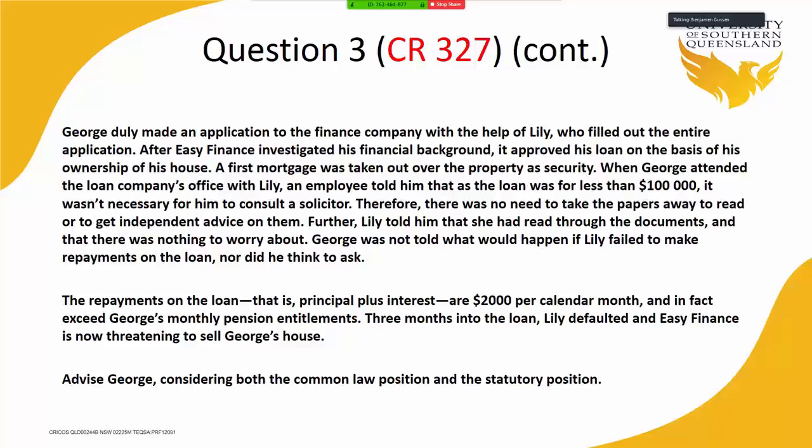When George attended the loan company's office with Lily, unlike in Amadio, the bank did not go to their home. They asked them to come to their office. Does that make any difference? It wasn't necessary for him to consult a solicitor. Who said that? An employee told him that as the loan was for less than $100,000, you don't need to consult a solicitor. This is very strong, right, compared to Amadio, where the bank just didn't say anything.